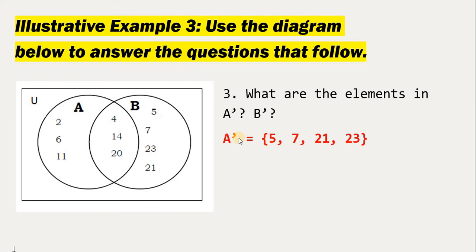Next, how about the B prime or the B complement? Ano naman yung mga elements na nasa universal set pero wala sa set B? Okay? Ayan. So, we have the elements 2, 6, and 11. Okay. So, sana ay naintindihan natin.